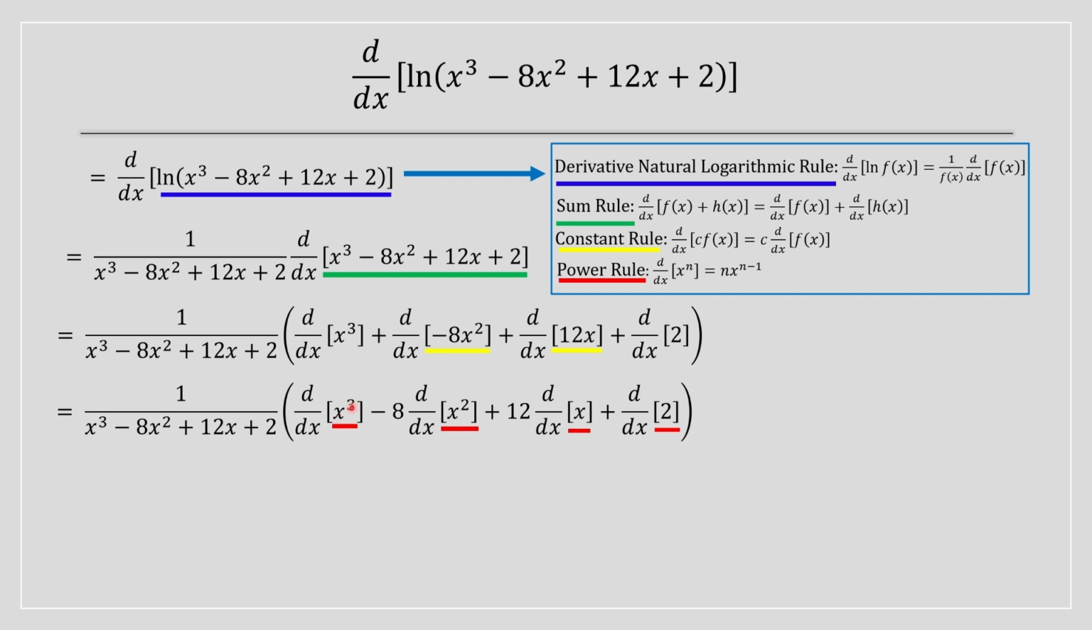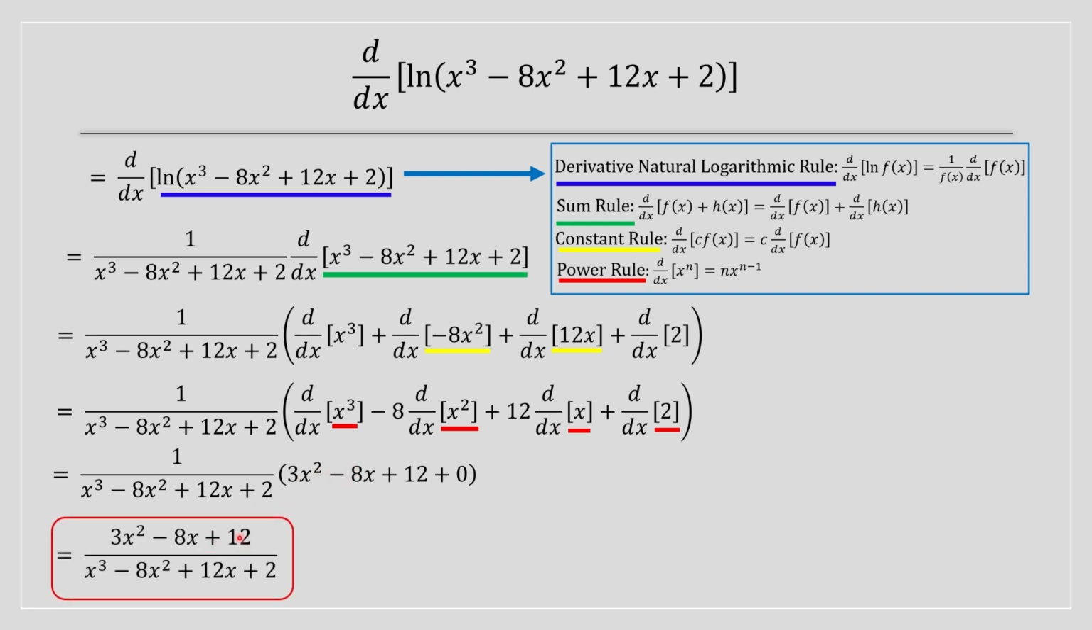So basically, x cubed becomes 3x squared. Then over here will be 2x. Then over here will be just 1, and here will be 0 because you're doing the derivative of a constant. So it's going to be 0. And basically, we end up with this. We rearrange it, and that's the answer to this question.